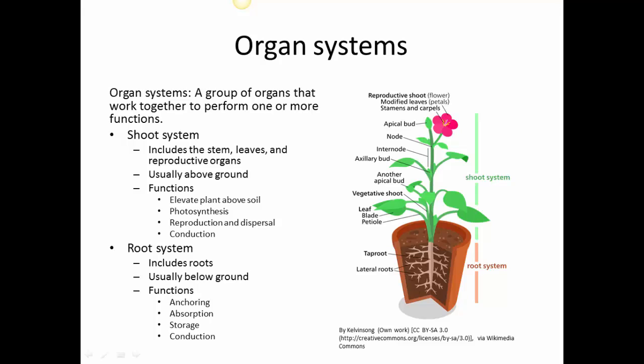The root system, which we see here underground in the pot in this diagram, includes roots. This is an example of a plant that, like a carrot, has a thick taproot and then also lateral roots coming off of the plant. So the root system includes taproots, it includes lateral roots. It's usually below ground, and it has the same functions that we just talked about for roots: anchoring, absorption, storage, and conduction.